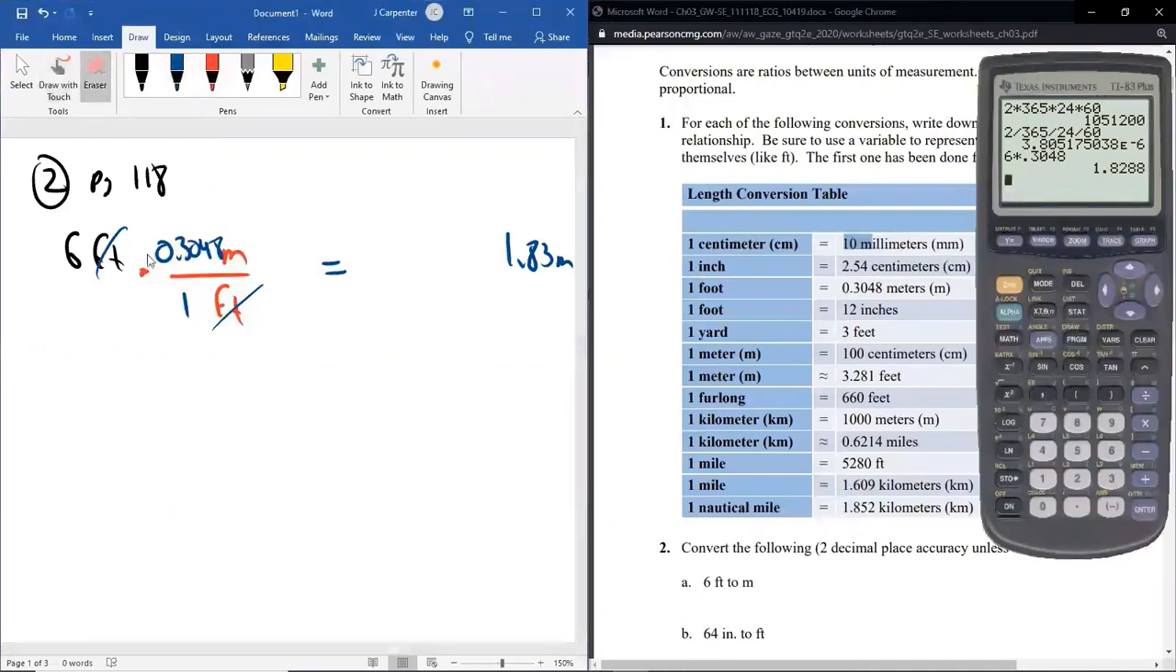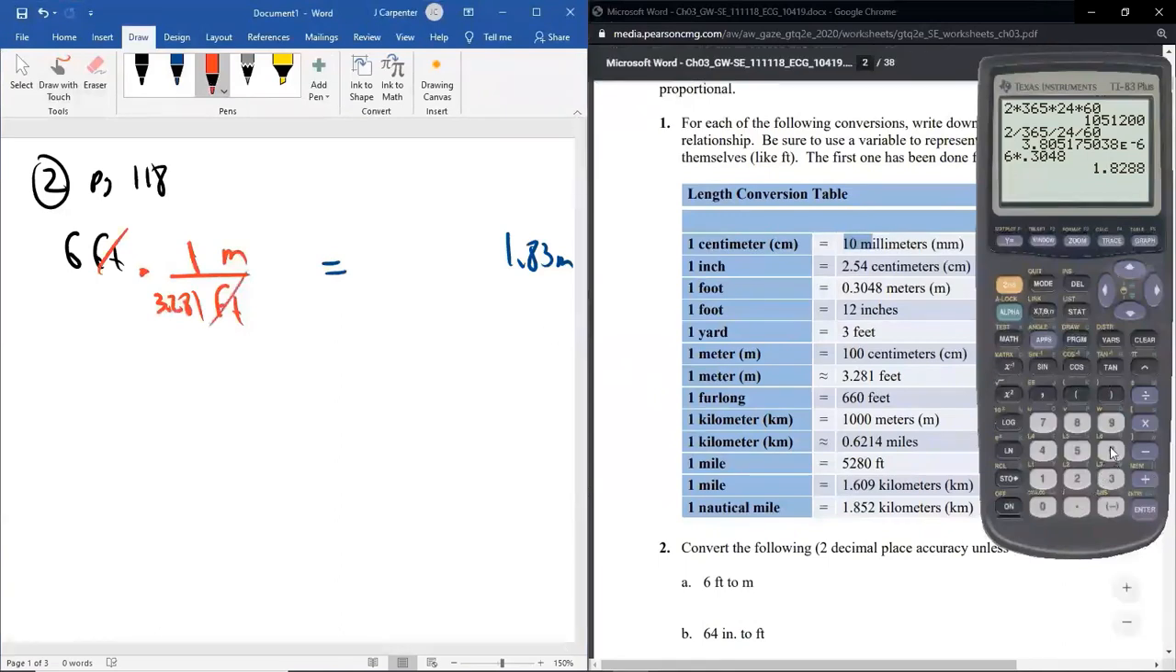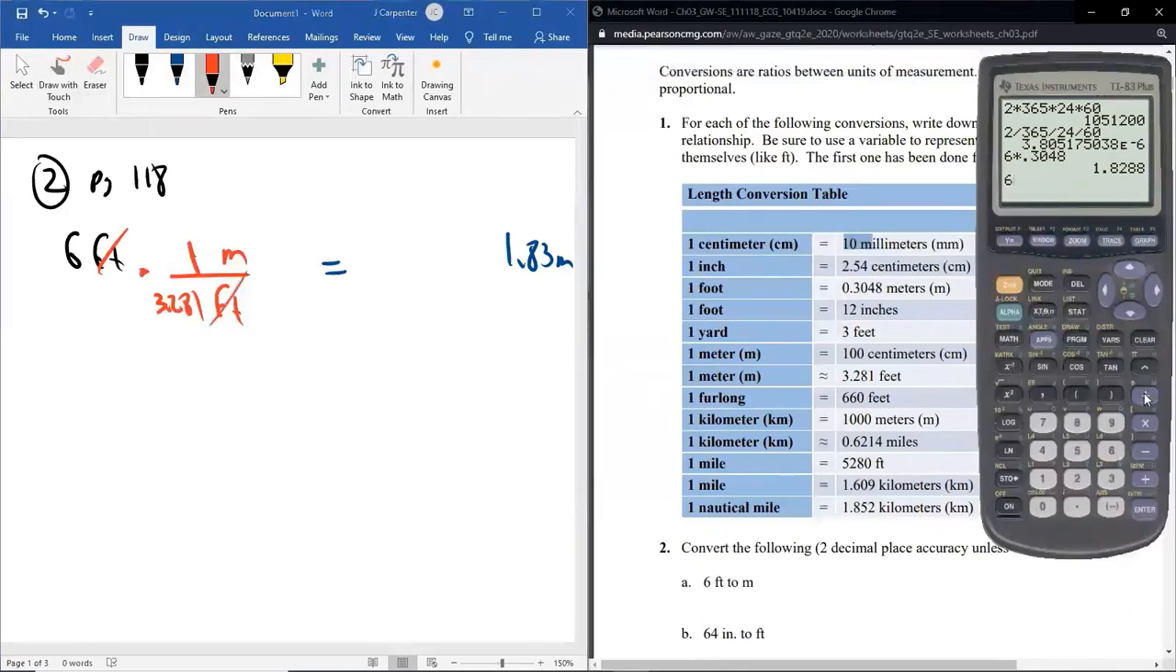But instead of using that one, let's use the other one. So that's the answer we got with using row 3. Let's go back to row 4, 5, 6, 7. That 1 meter is 3.281 feet. So now the 1 goes with the meter this time, and the bottom one is 3.281 feet. Feet will still cancel. Now, because that 3.281 is in the bottom, we're not going to multiply, we're going to divide. See, that's the big difference here. 6 divided by 3.281.